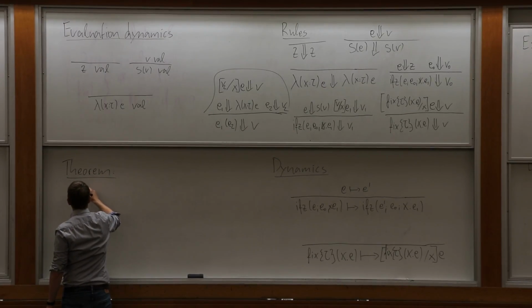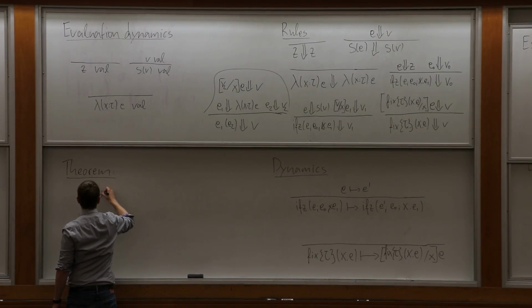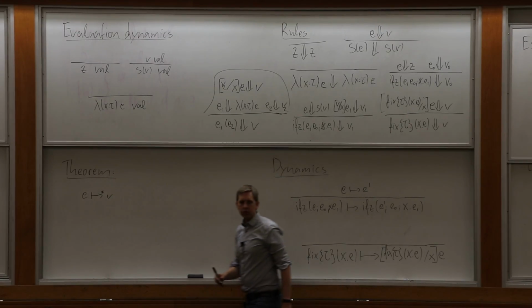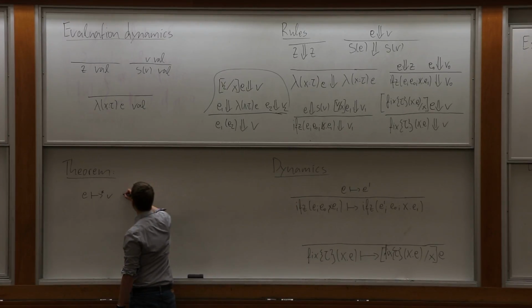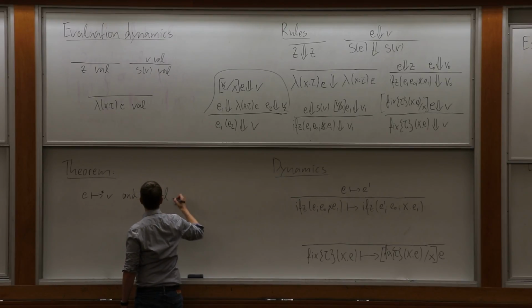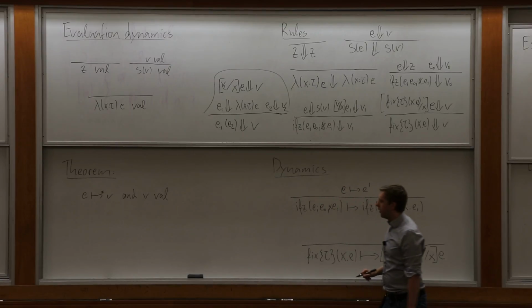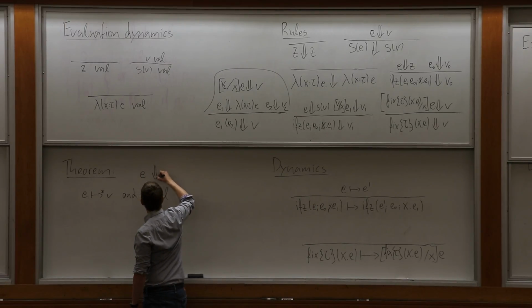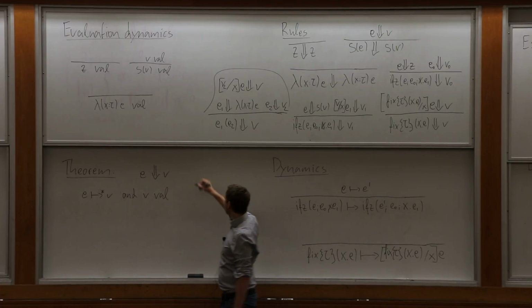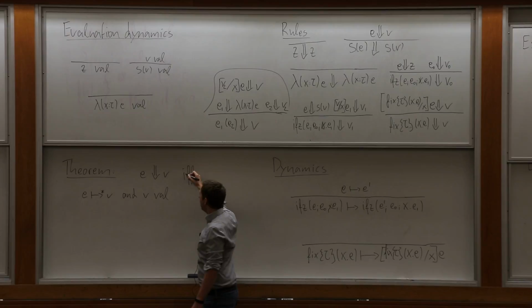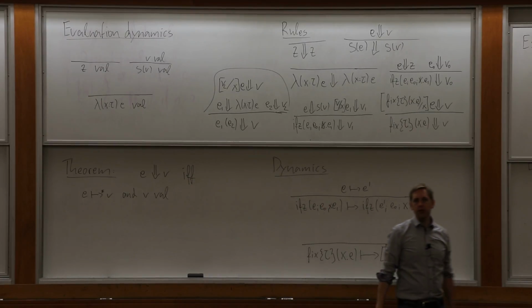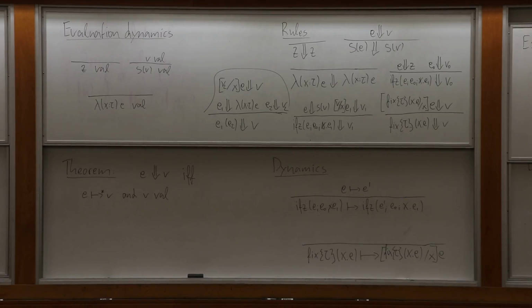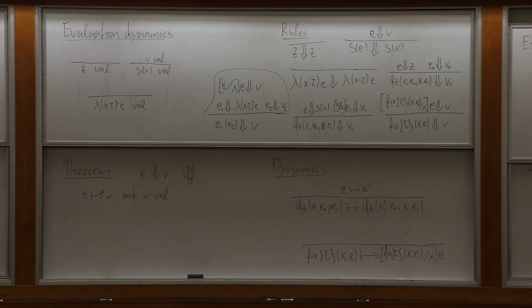So if I have an expression E, and I make a few steps, and I reach a value, what is true then for the evaluation dynamics? It should evaluate to the same value, right? And that should be true if and only if the other thing is true. And that's the case, so we can prove that by rule induction.